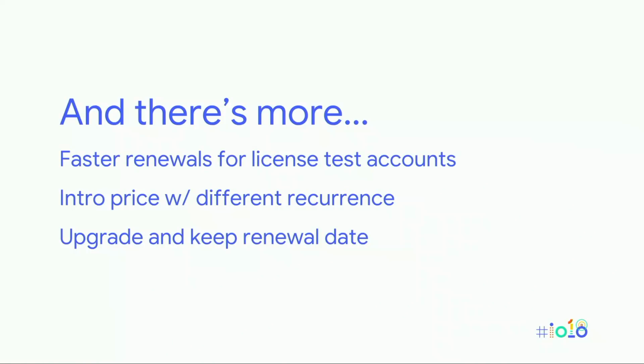So you could say, for example, offer $1 for 90 days and then kick into $10 a month on your subscription. And finally, we have the capability for you to offer an upgrade, but keep the user's renewal date and charge an incremental prorated price. This last feature is only available with the Play billing library, which you'll hear a little bit more about later.